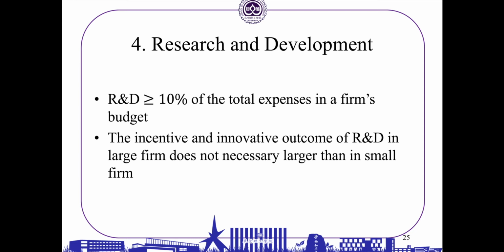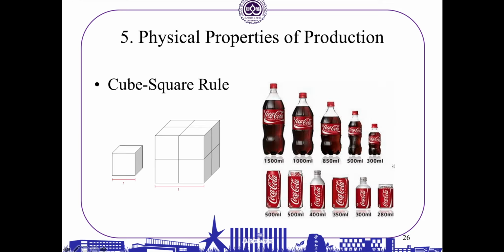Some products have the property called the cube-square rule. This is a rule that says that the volume increases more than the surface of a thing. As you can see in the left-hand side of the picture, there is a cube with 2 mm sides that has 8 times the volume of a cube with 1 mm sides, but its surface is only 4 times that of the 1 mm one. Mostly it happens in products with containers.